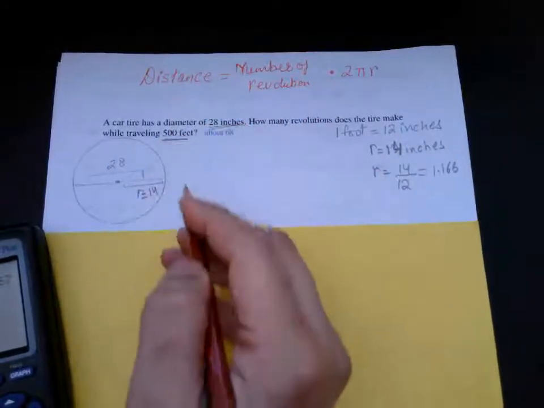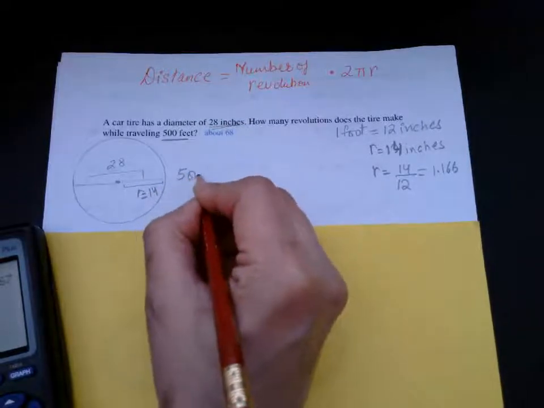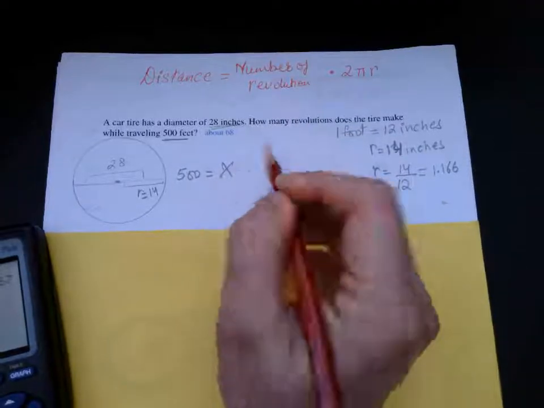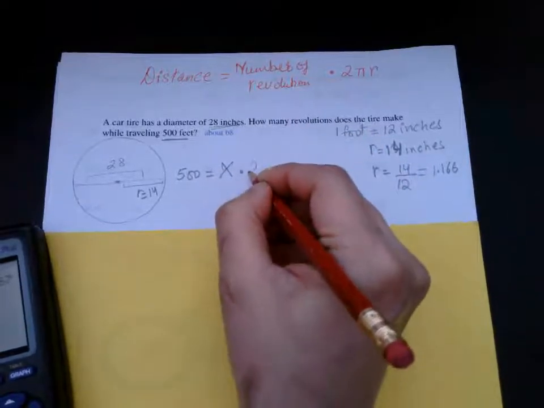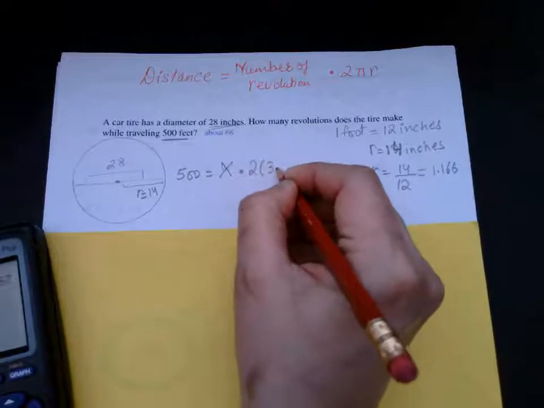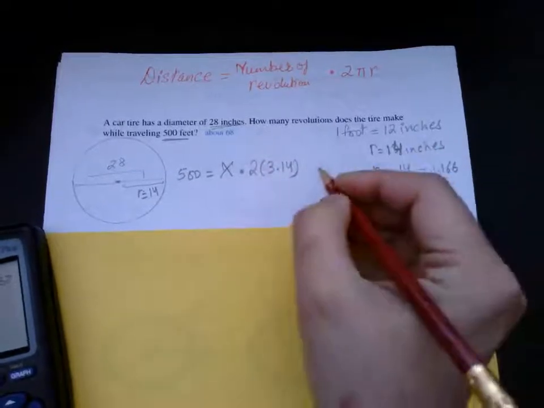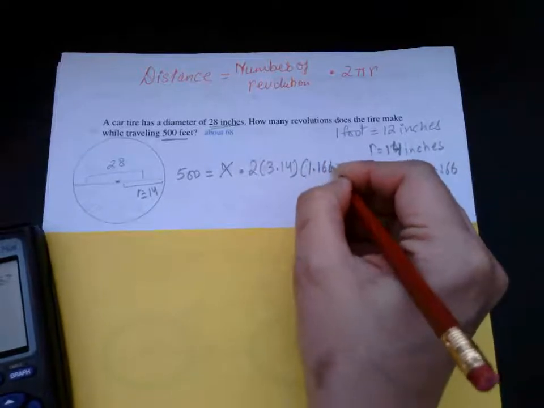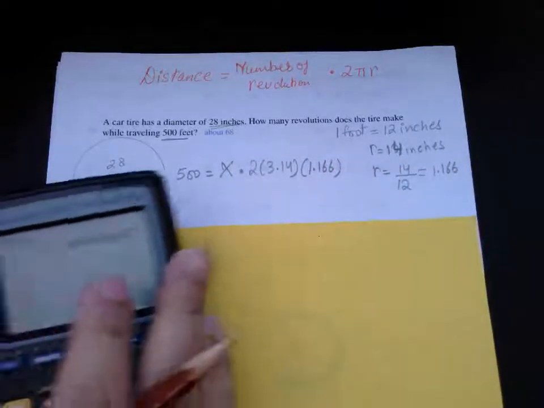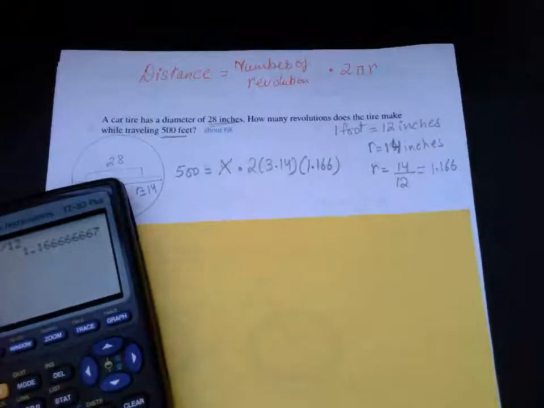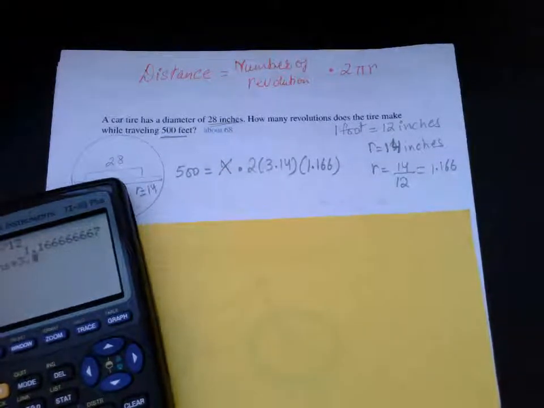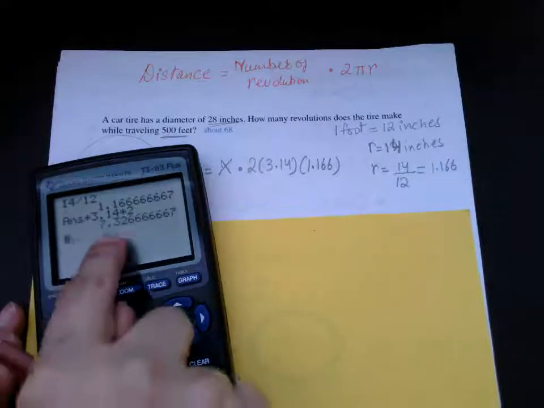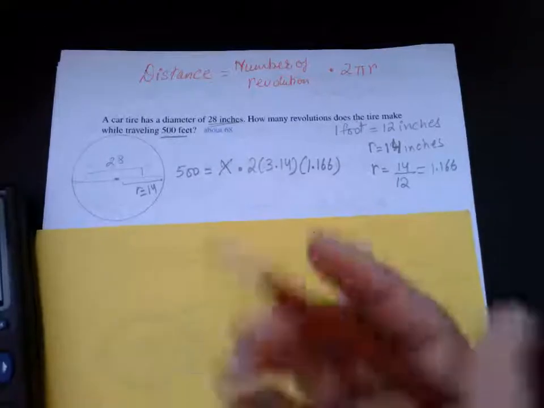Okay, let's plug everything into this formula. What is the total distance? 500. So 500 is equal to, I don't know the number of revolutions, right? So let's take it x, times 2 pi. Pi is nothing but 3.14, times the radius. Radius in feet is 1.166. If I plug everything back, 1.166 times 3.14 times 2 is 7.32 approximately.